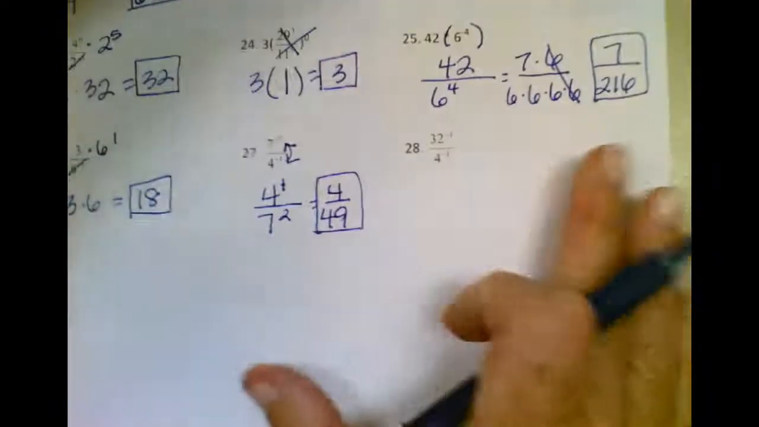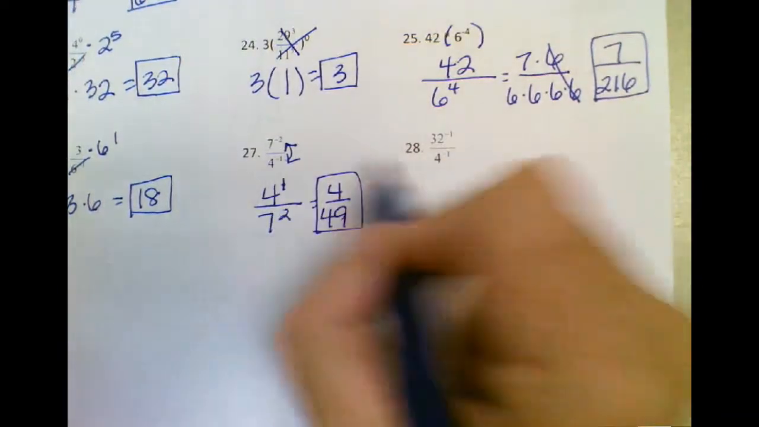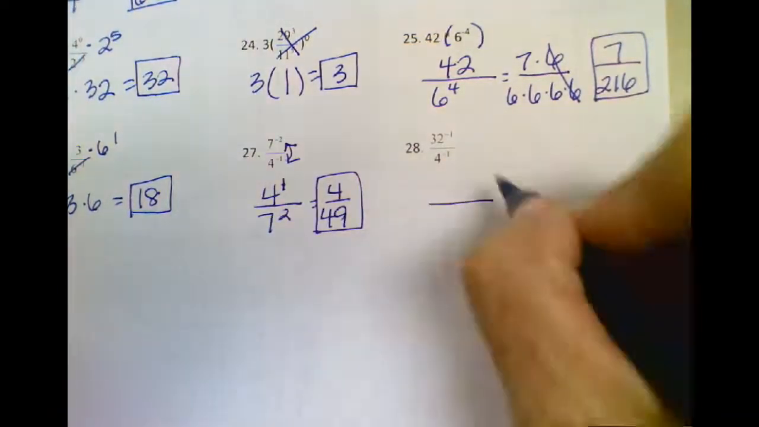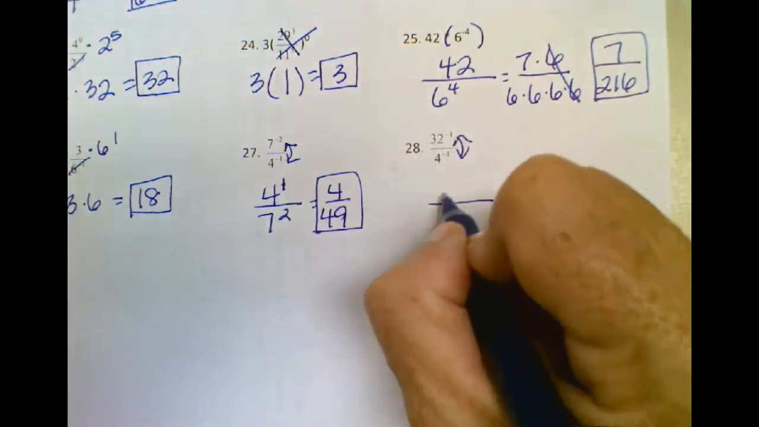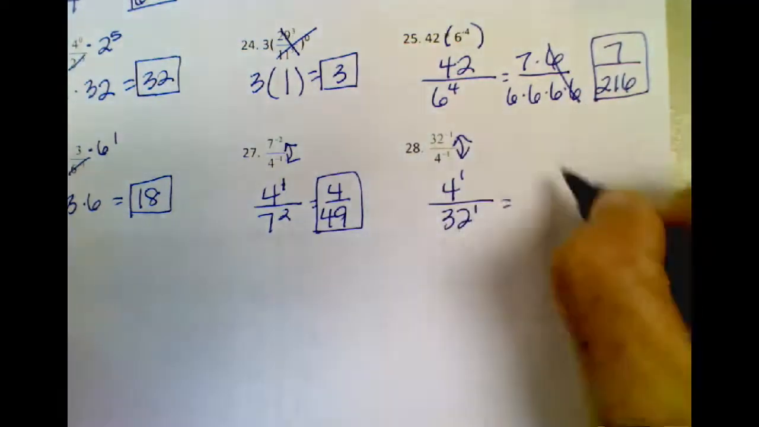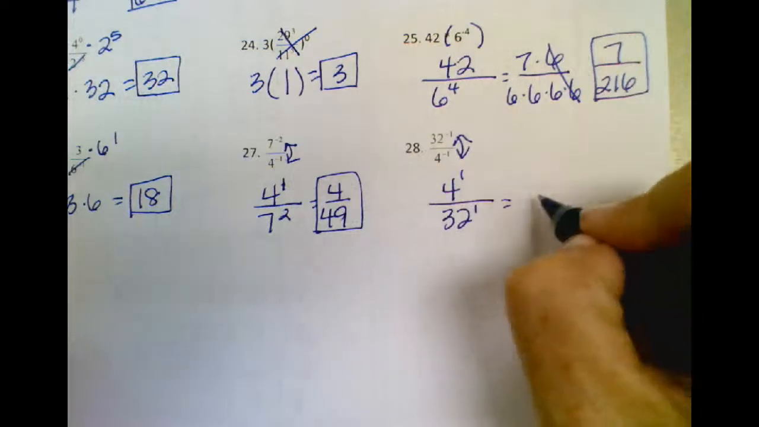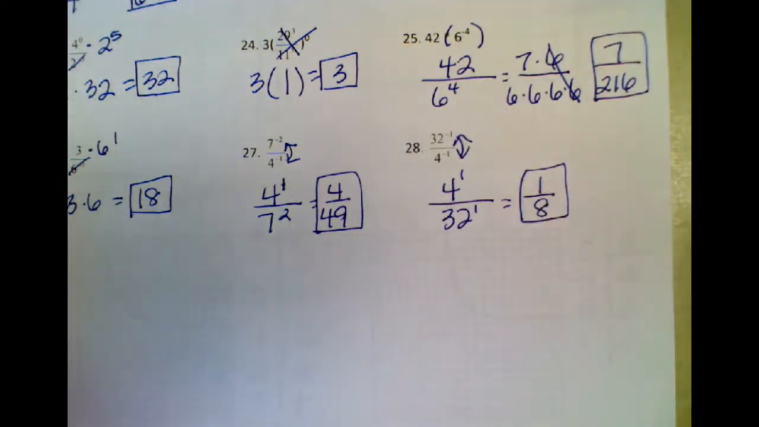Okay, last one. Same thing that I did in 27, I'm going to do in 28. I'm going to set up a new fraction line. They're going to swap places because they both have negative exponents. So it's 4 to the 1st over 32 to the 1st, which is the same as 4 over 32. 4 goes into 32 8 times. So we have 1 over 8.